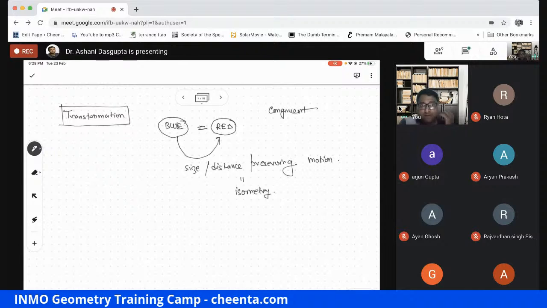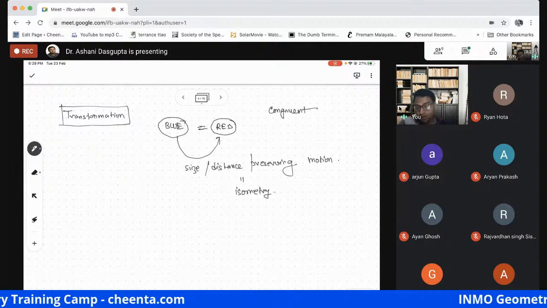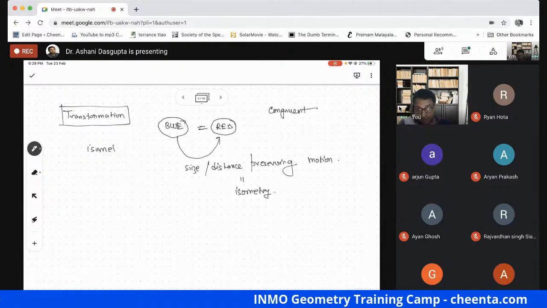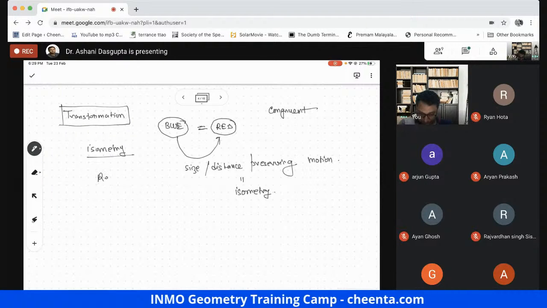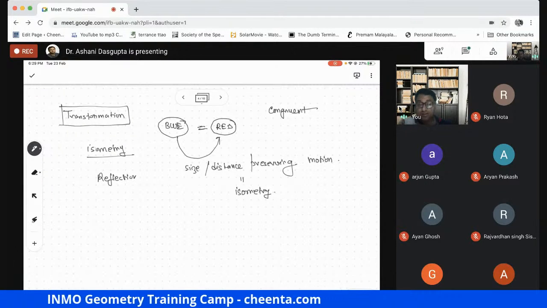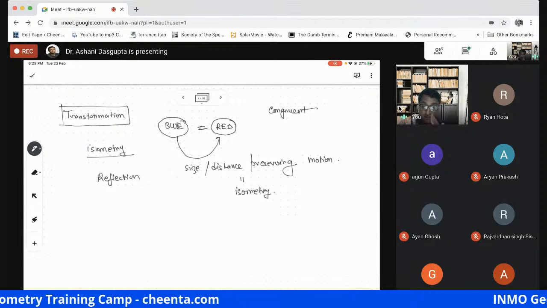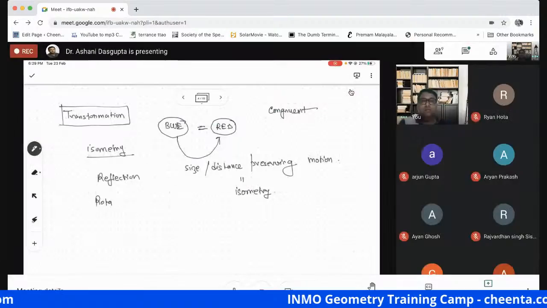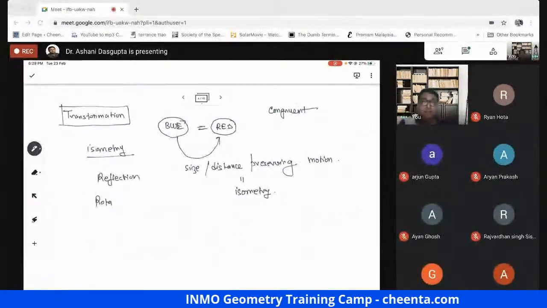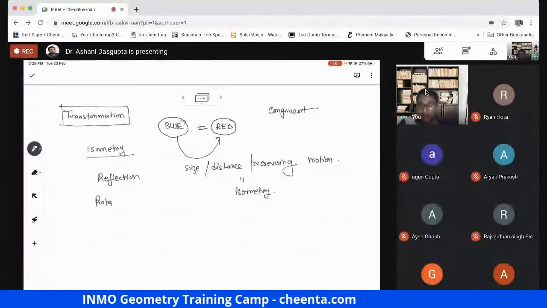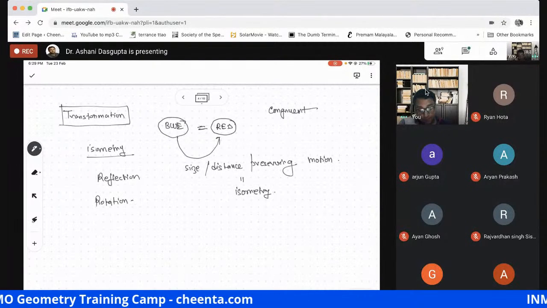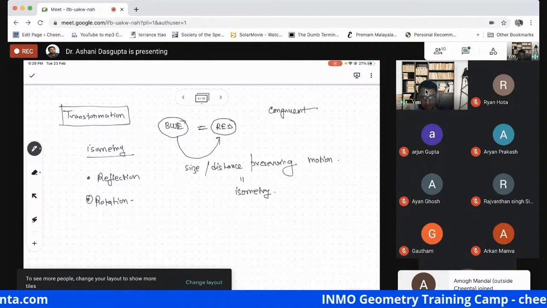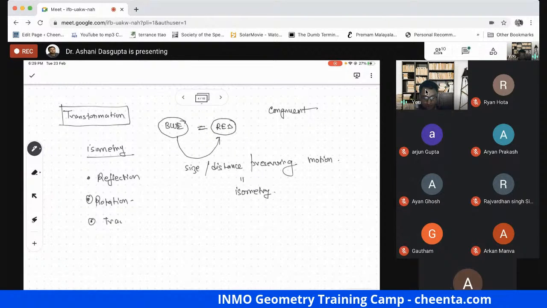Now, some of the size preserving motions or isometries are reflection. Reflection changes the orientation but keeps the size and the distance the same. Rotation is another example. And then we have translation. Translation is quite an easy example, but a beautiful example nevertheless.